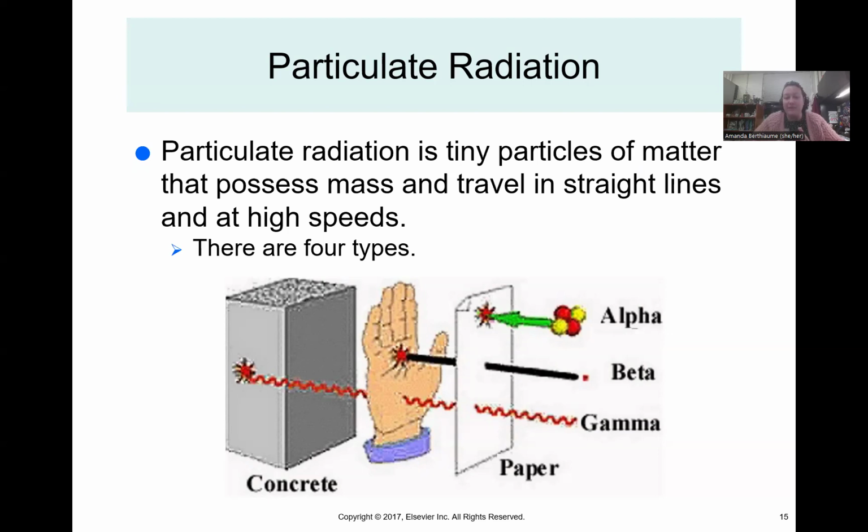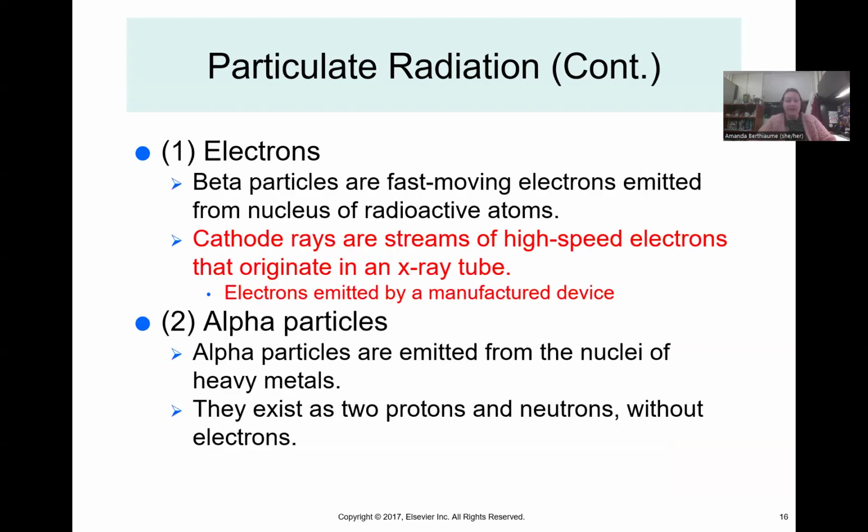So you can see from this photo that alpha stays, right? The beta can travel through, and gamma rays are wave-like and can travel through the paper, the hand, and into the concrete in this photo. Electrons, right? So those beta particles are fast-moving.